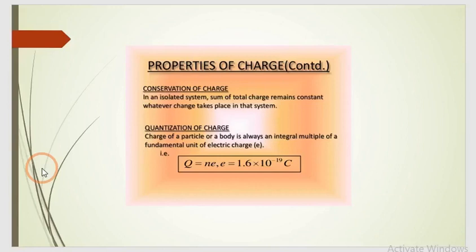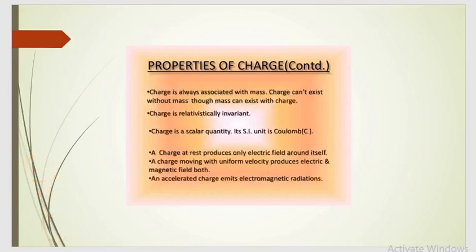The second part is the additive nature of charge. Electric charge is additive, similar to mass. The total electric charge on an object is equal to the algebraic sum of all electric charges distributed on different parts of that object.